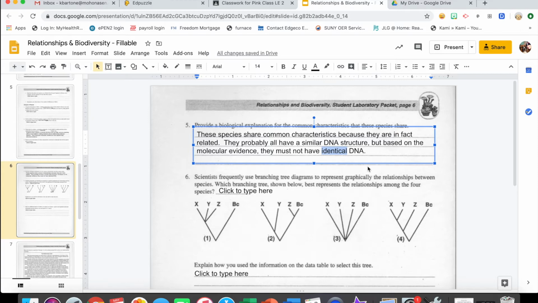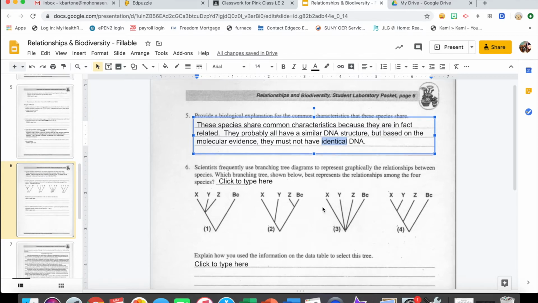Obviously, similar is similar. My mom and I have similar DNA. Even humans across the board have similar DNA. However, your DNA is not identical, unless you happen to have an identical twin, of course. But your DNA is not identical to your relatives, to your friends, to your classmates, to your teachers, to your parents, to those kinds of things. Your DNA is not going to be identical to those people, unless of course you happen to have an identical twin, then your DNA probably is identical.